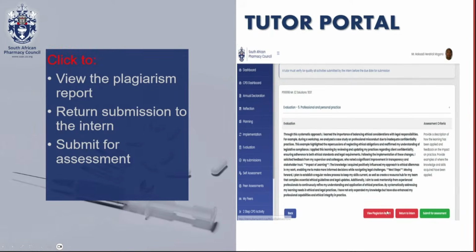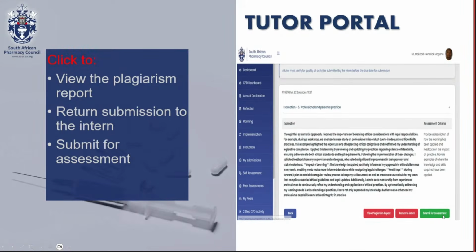And then in case you have viewed the report, you're done, and you feel that the entry is not yet ready for submission or assessment, then you can return it to the intern by clicking on this tab. And then you will be able to advise the interns on the areas that they need to rectify. And in case you are happy with the description, the evidence, the plagiarism report, then you just click submit for assessment. So here it will then go to the assessor to assess the entry.